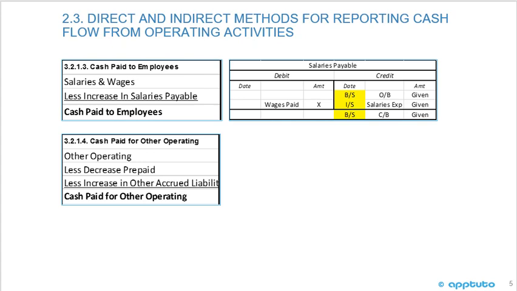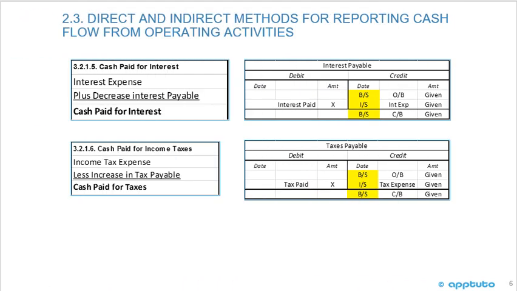For cash paid for other operating activities, we'd have to look at those other operating activities accounts, less the decrease in prepaid, less increase in other accrued liabilities, and we'd have our cash paid for other. Cash paid for interest, we look at the interest expense plus the decrease in the interest payable gives us our cash paid for interest. Again, we can use a combination of the income statement and balance sheet by looking at the interest payable account on the balance sheet and the interest expense on the income statement.